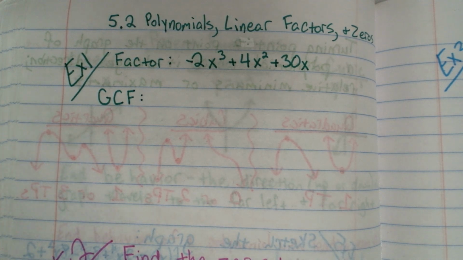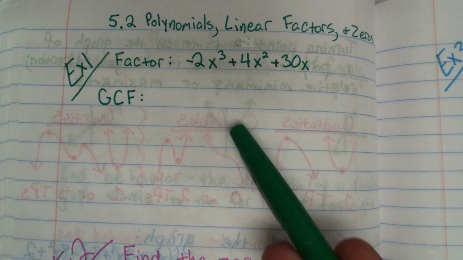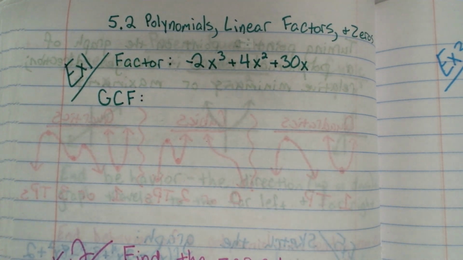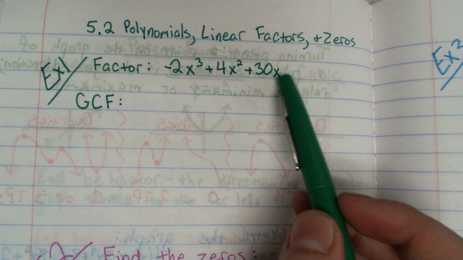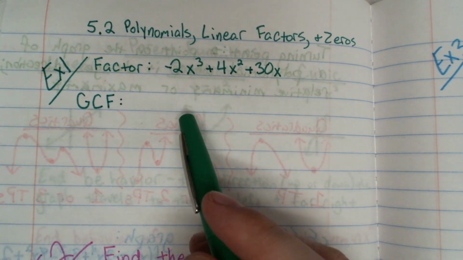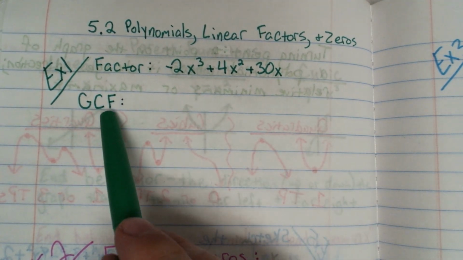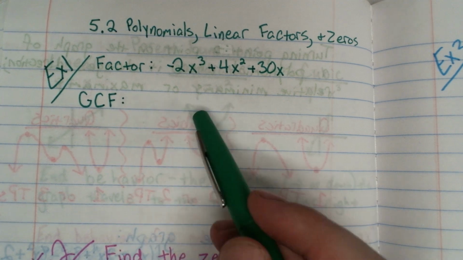So Chapter 4 was all about quadratics, second degree. This example is a cubic, a third degree polynomial. But it's the same principle that we used in Chapter 4. So if I want to factor this polynomial, I would first look to see if there is a greatest common factor that I can pull out.